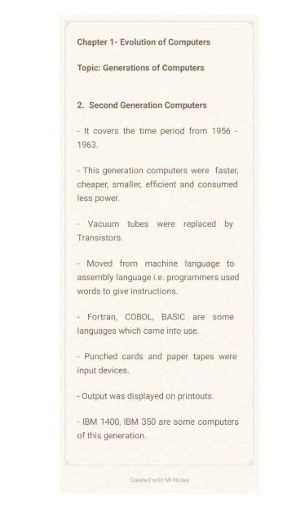The second generation computers cover the time period of 1956 to 1963. These computers were faster, cheaper, smaller, and more efficient than the first generation computers. IBM 1400, IBM 350 are some second generation computers. Vacuum tubes of first generation were replaced by transistors.